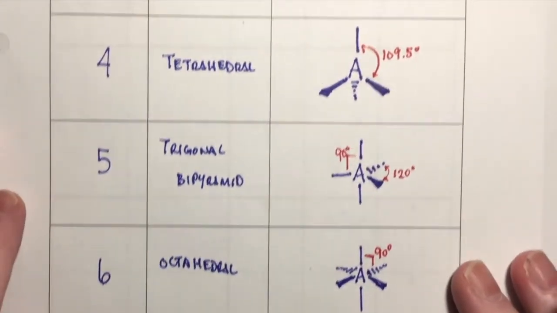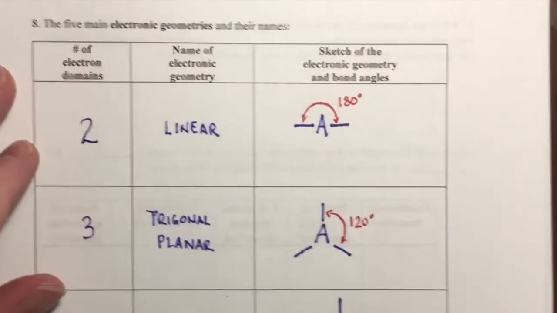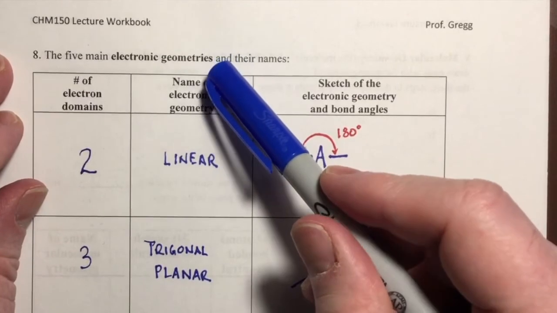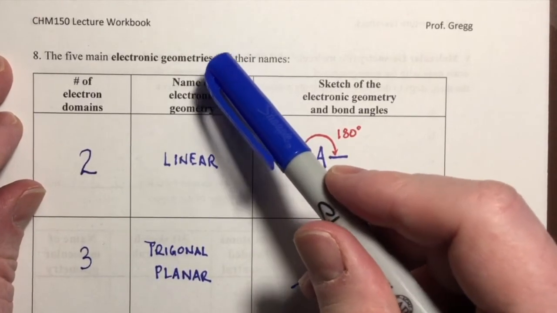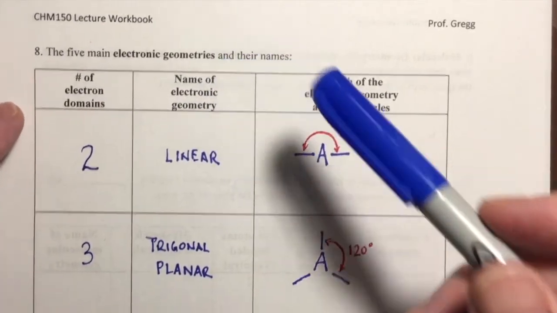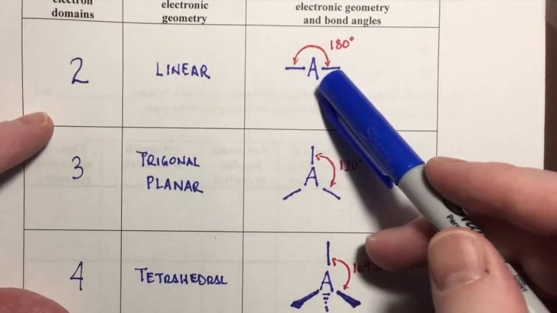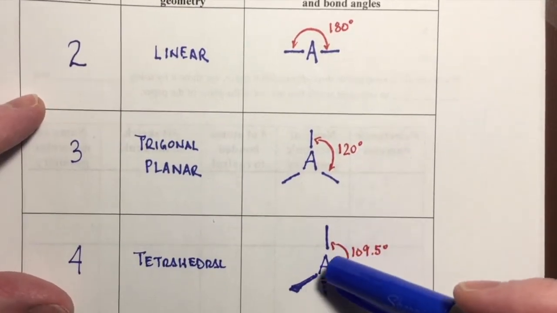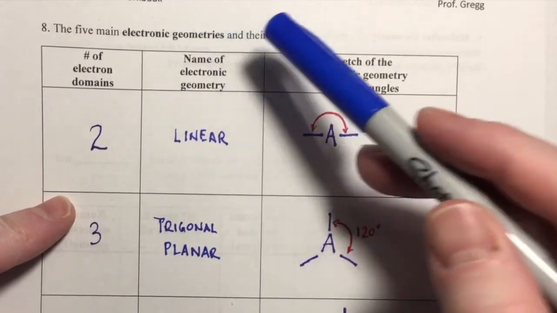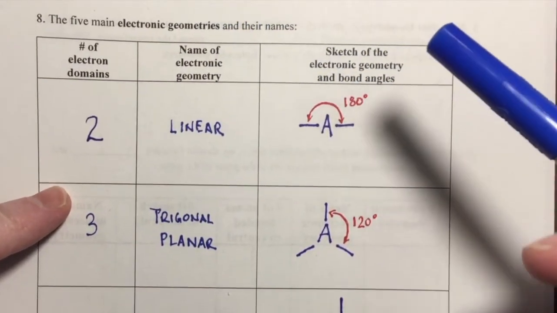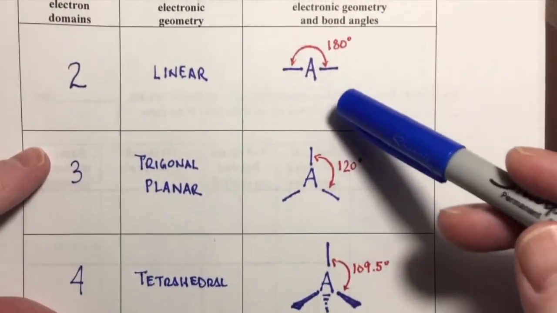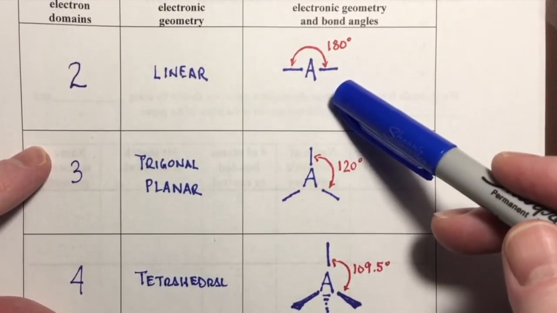One last thing, these are the electronic geometries. These are not molecular geometries. That comes next after this. But right now, these are electronic geometries. These are the arrangements that the electron domains take. And in the next video, we'll start talking about what's called molecular geometries, which is another word for the shape of the molecule. And that starts to look at the bonded atoms that you have on here. But right now, we're just looking at the electron domains.